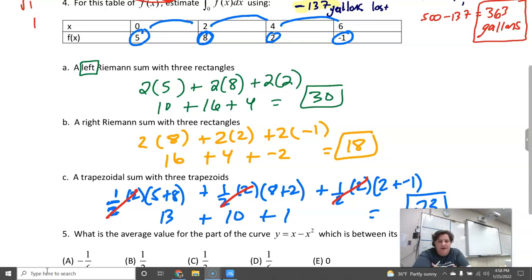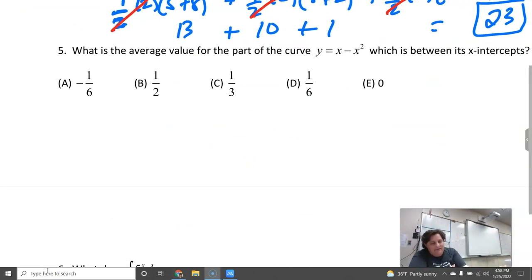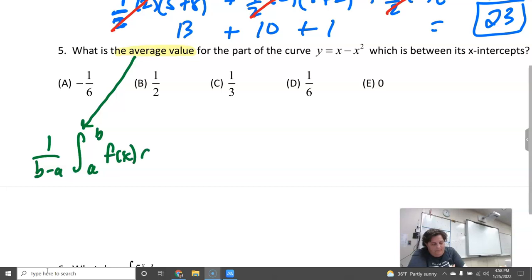So Riemann sum's pretty good. Just as long as you remember the formula, it's pretty easy to work through. All right. Average value. Whenever you guys see average value, immediately I want you to think 1 over b minus a integral from a to b. Okay, so before I do anything else, I'm going to remember that that's average value.